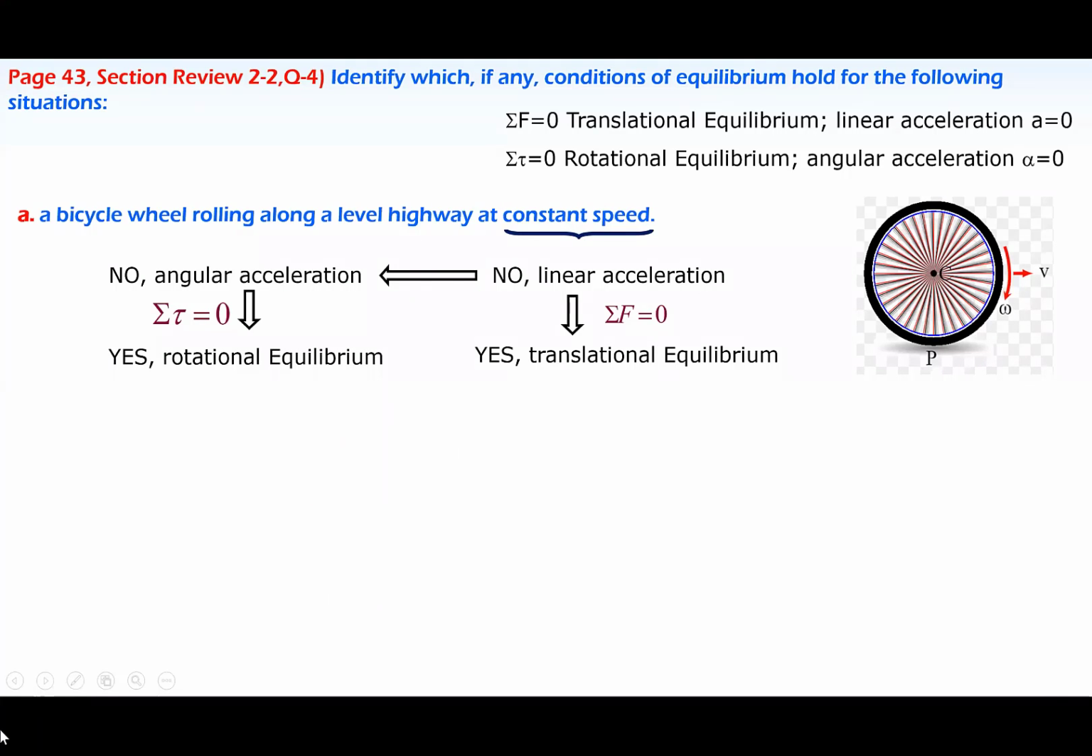This is a sectional question, question number 4. Identify which, if any, conditions of equilibrium hold for the following. There are A, B, C, and D cases. And now let's remember the conditions of equilibrium.